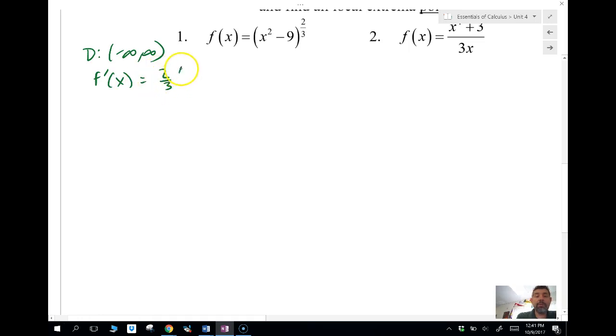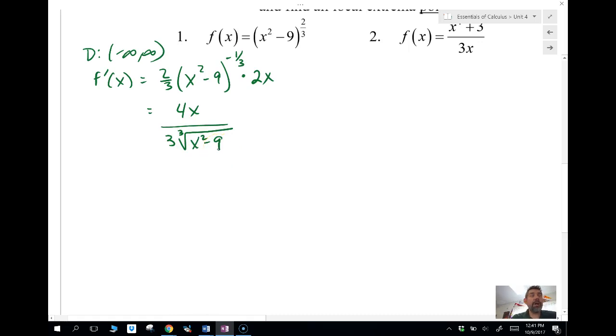So f prime of x is 2/3 times x squared minus 9 to the negative 1/3 times the derivative of the inside. We don't want to forget our chain rule. All right, so that's going to look like 4x over 3 cube root of x squared minus 9. So now we've got to find our critical numbers. Well, our critical numbers are going to be when f prime of x is equal to 0. So when is f prime of x equal to 0? So we got x equals 0.